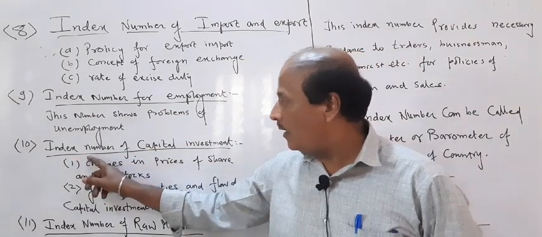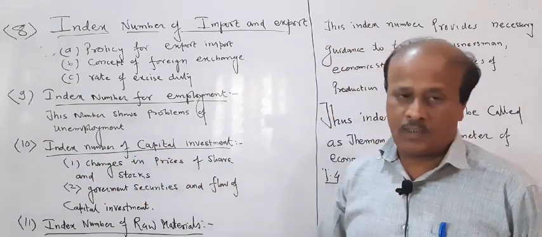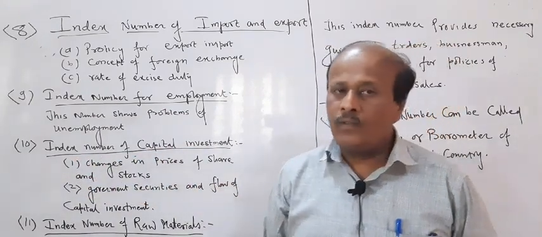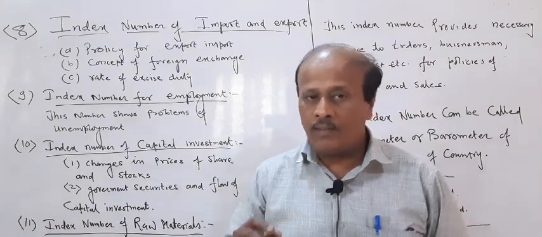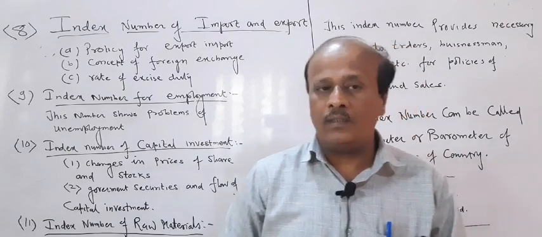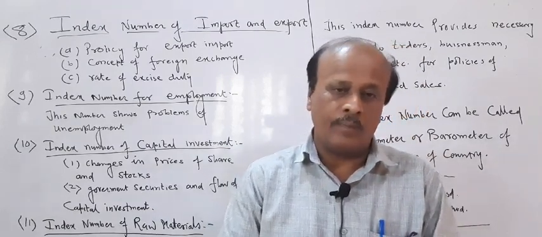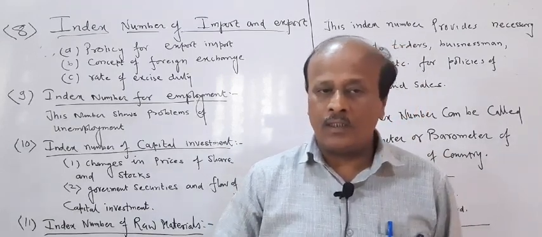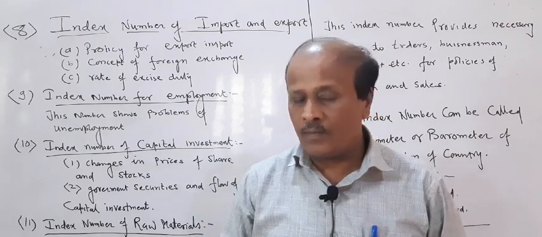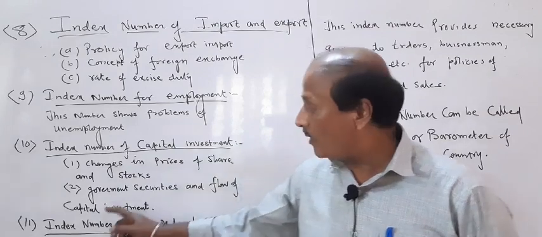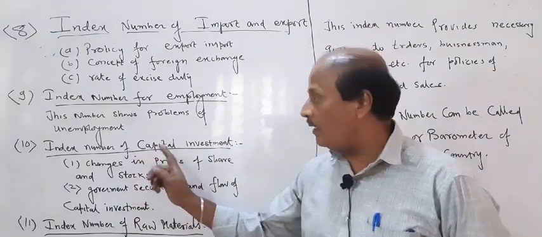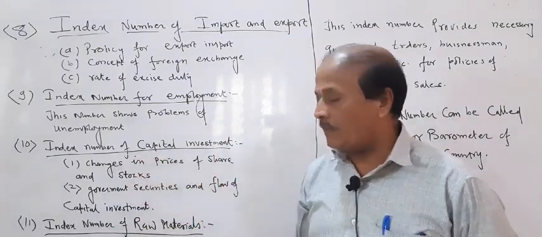The tenth one is the index number of capital investment. You know that market prices go up and go down. Every now and then you hear on different TV channels that today the share price of such and such product or company increased or decreased. That can be easily known by the index number of capital investment.